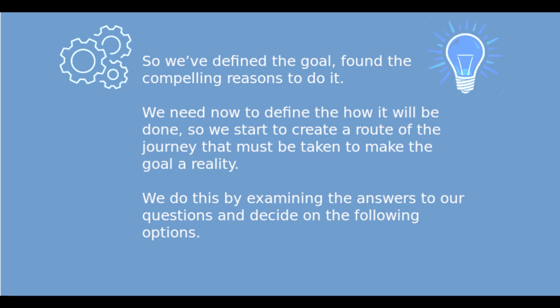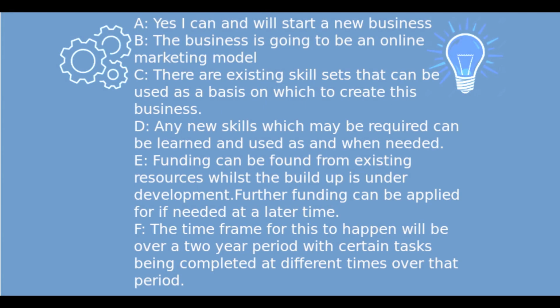So now we've defined the goal and found the compelling reasons to do it. What we next need to do is to define how it's going to be done. So we start to create a route of the journey that's got to be taken to make the goal a reality. How do we do this? Once again, by examining answers to the questions and deciding on the following options. So A, the answer will be yes, I can and will start a new business. B, the business is going to be an online marketing model. C, there are existing skill sets that can be used as a basis on which to create this business. D, any new skills that may be required can be learned and used as and when needed.